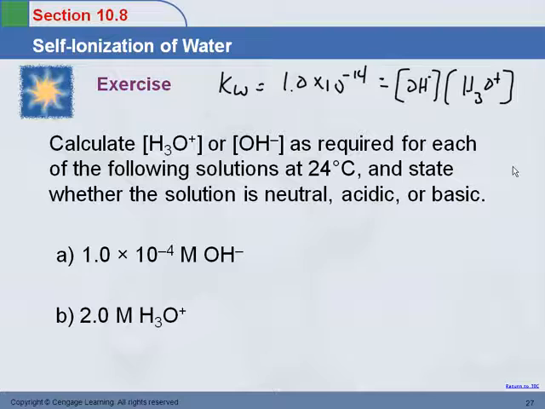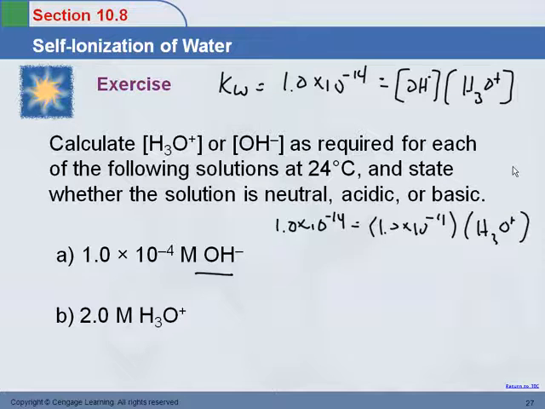So in A, I've been given the concentration of hydroxide ion, so I'm going to put that into my formula and solve for my hydronium ion concentration. I have 1.0 times 10 to the negative 14th equals the hydroxide ion concentration, which is 1.0 times 10 to the negative 4th, times the hydronium ion concentration, which I'm trying to solve for. So I need to divide both sides by 1.0 times 10 to the negative 4th, and that will give me my hydronium ion concentration.